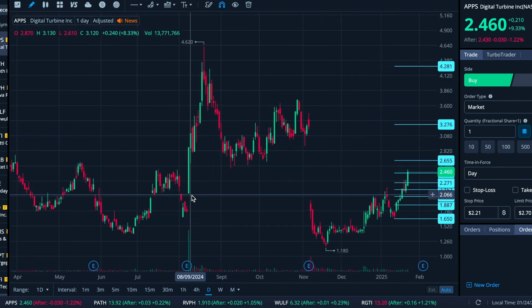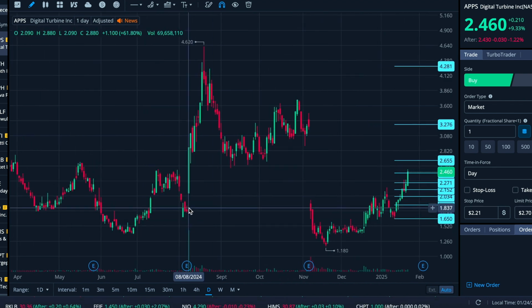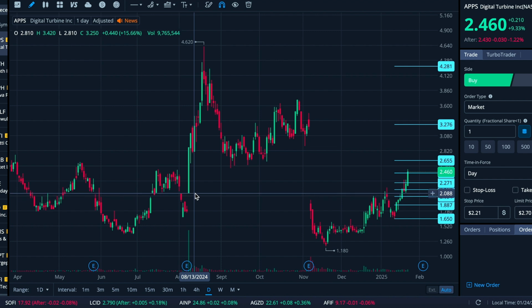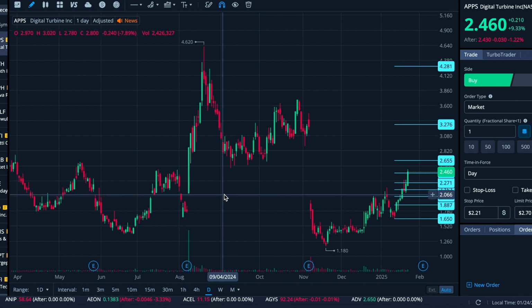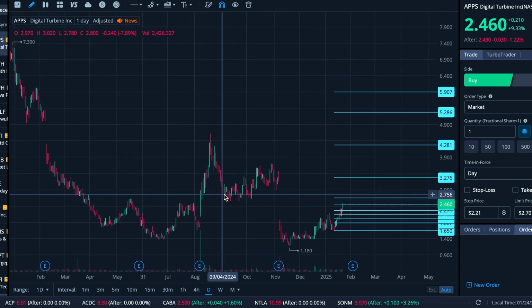Now there is this other gap here, right? This day that it rose 61%. Just crazy numbers that we're talking about here. And with this recent price action, it has filled that gap. So there's something else to keep in mind. So, gap. But these are the levels.